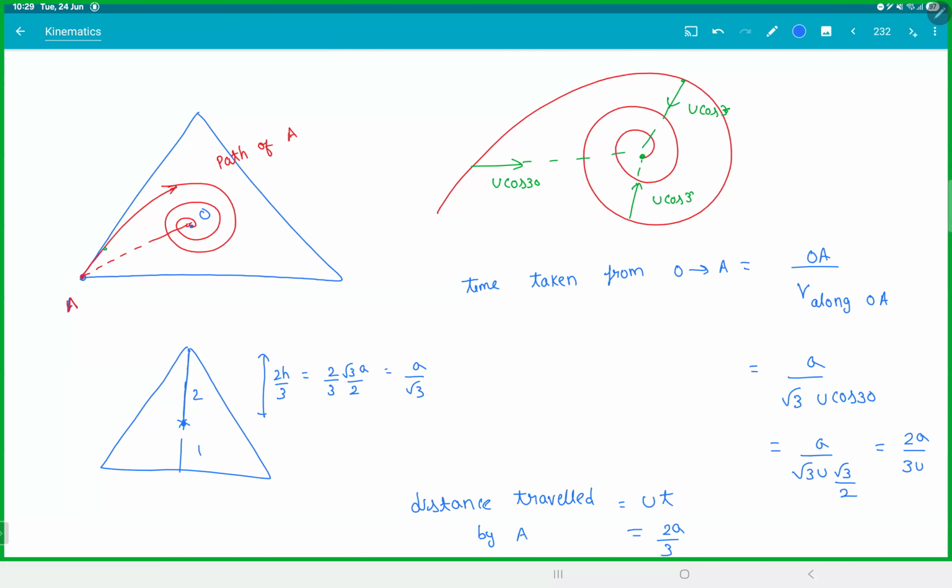Is this making sense? Did you get the concept here? This is the main idea.